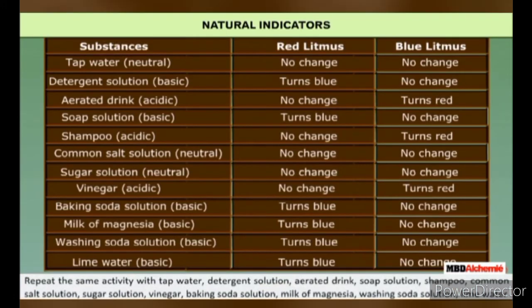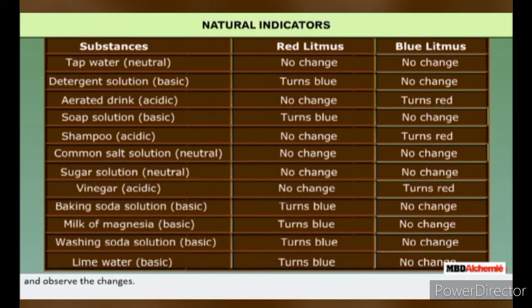It indicates that the solution is acidic because in acidic solution, red litmus paper does not change the color while blue litmus paper turns red. Repeat the same activity with tap water, detergent solution, aerated drink, soap solution, shampoo, common salt solution, sugar solution, vinegar, baking soda solution, milk of magnesia, washing soda solution, lime water, and observe the changes.